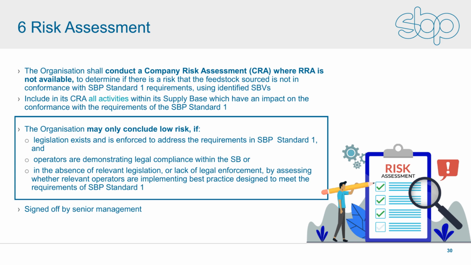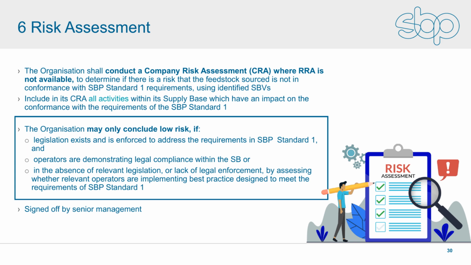The company risk assessment must cover all activities within the supply base that have an impact on conformance with Standard 1. That is language that changed in version 2.1. The previous wording referred to all operators. It now refers more broadly to all activities to make clear that the scope of the assessment is about what is happening on the ground, not just who is doing it.